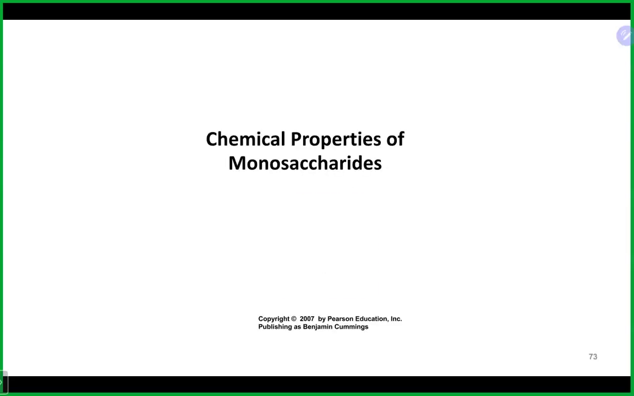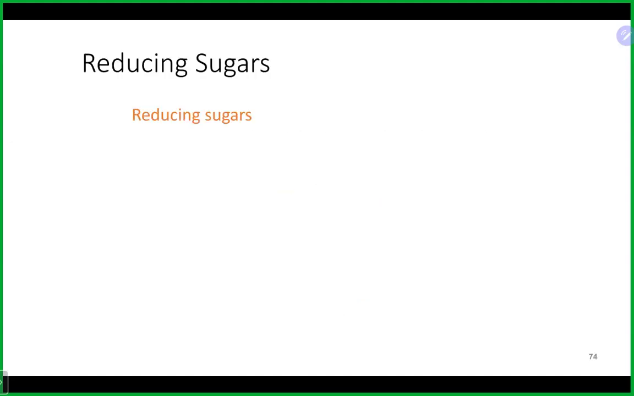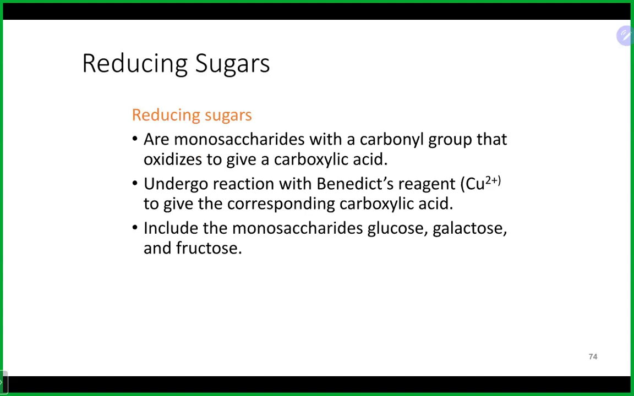The next thing we're going to talk about are some properties of monosaccharides. Monosaccharides are sometimes referred to as reducing sugars. Reducing sugars are monosaccharides that have that carbonyl group. And again, the carbonyl group is the carbon-oxygen double bond, and it oxidizes to make our carboxylic acid. So it will undergo a reaction with Benedict's reagent to form the corresponding carboxylic acid.